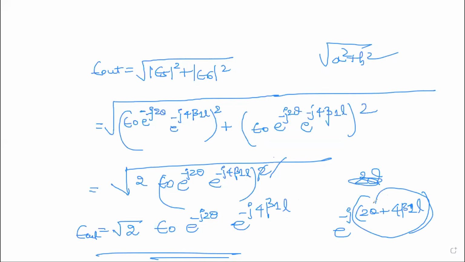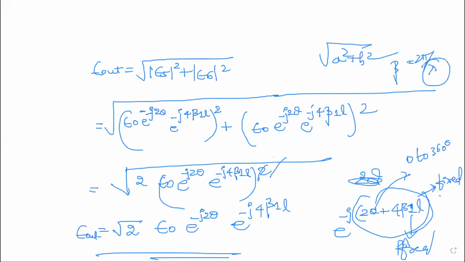Now, theta can be varied from 0 to 360 degrees. So this 4 beta 1 L value will always be fixed. Theta can be varied and 4 beta 1 L is fixed at a given particular frequency, because beta is nothing but 2 pi by lambda, and lambda in terms of frequency is C by F. So based on changing the frequency, this value will be fixed for a particular phase shifter with 2 theta. You can rotate it and get the value of the angle. So phase shift will mainly depend on 2 theta plus 4 beta 1 L.